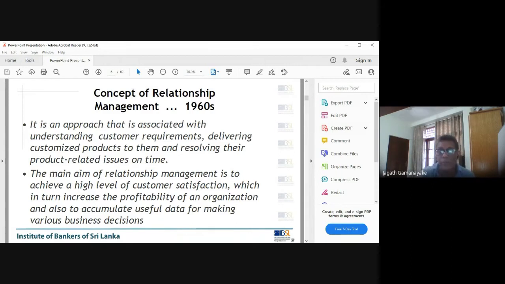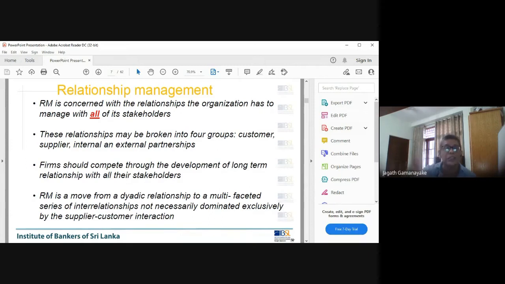Now, in relationship management, an organization has to manage all its stakeholders. These relationships are usually broken into main groups: customers, suppliers, internal and external partnerships. But here we are basically talking more about customers.